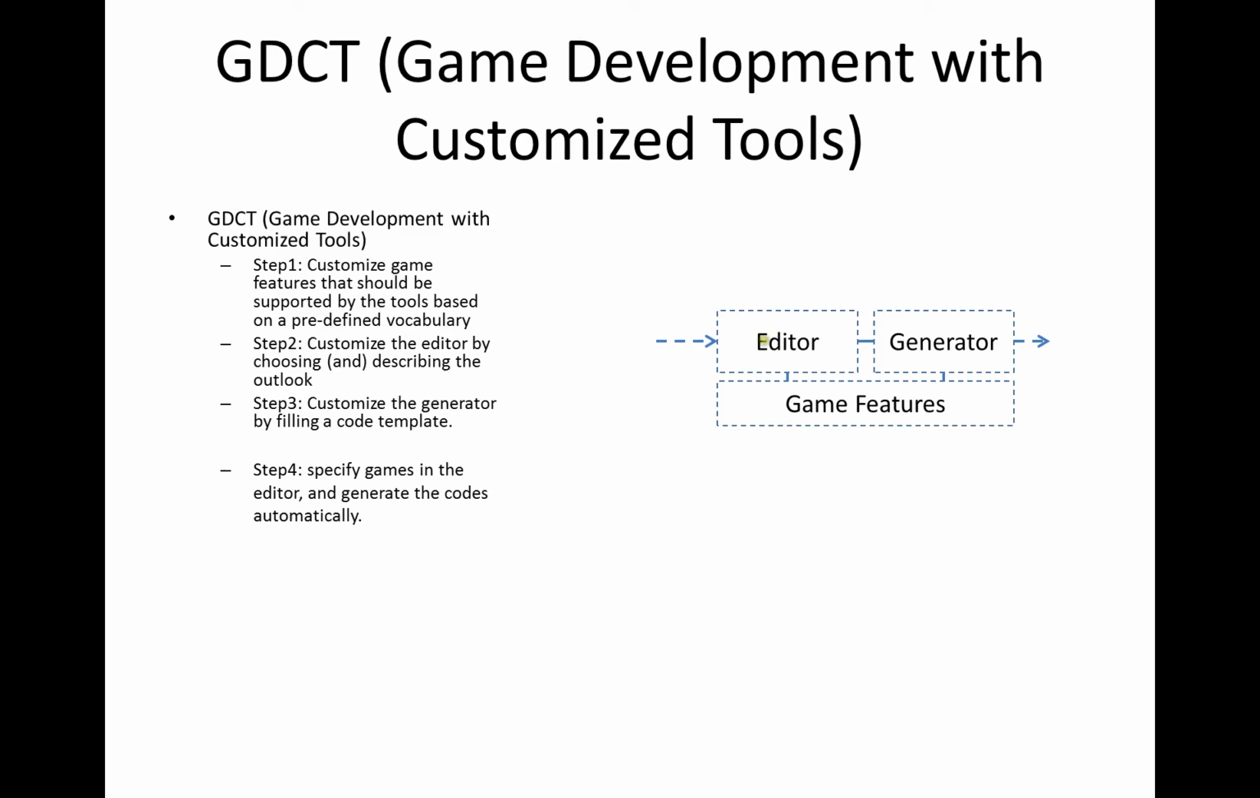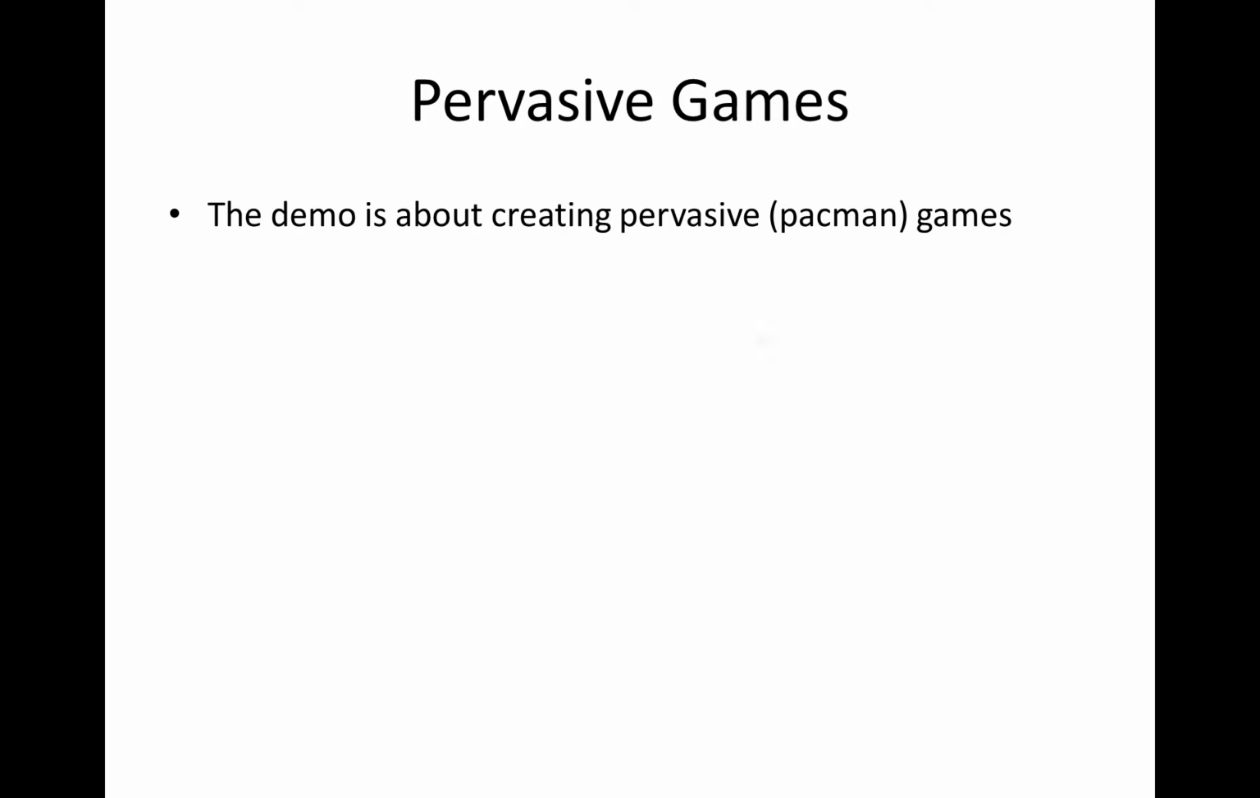The approach is called GDCT, meaning Game Development with Customized Tools. This approach involves 4 steps. The first 3 steps are about creating tools, and the 4th step is about using the tools to create games. We'll illustrate this by a case. The case is about creating a series of pervasive games named Real Pac-Man.